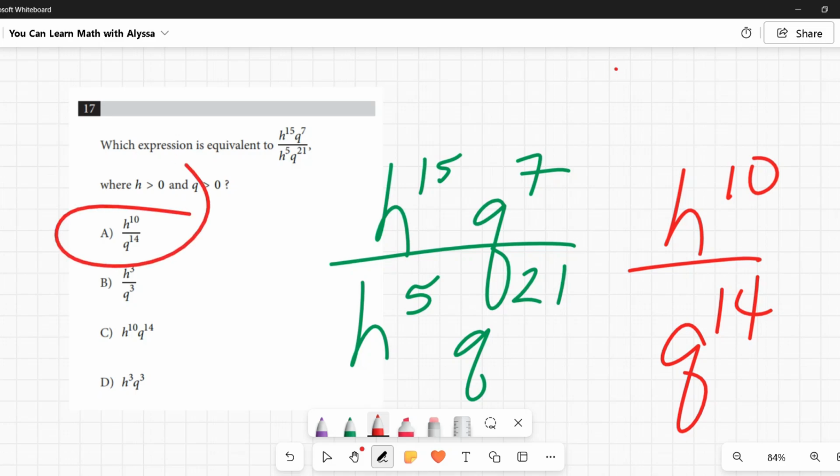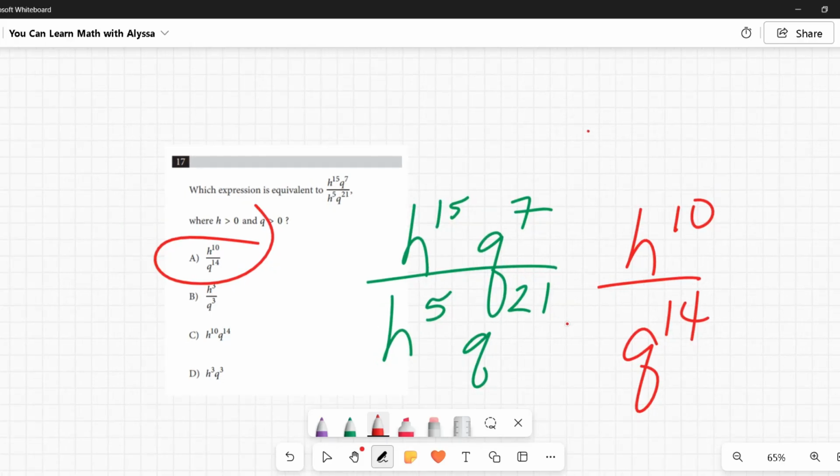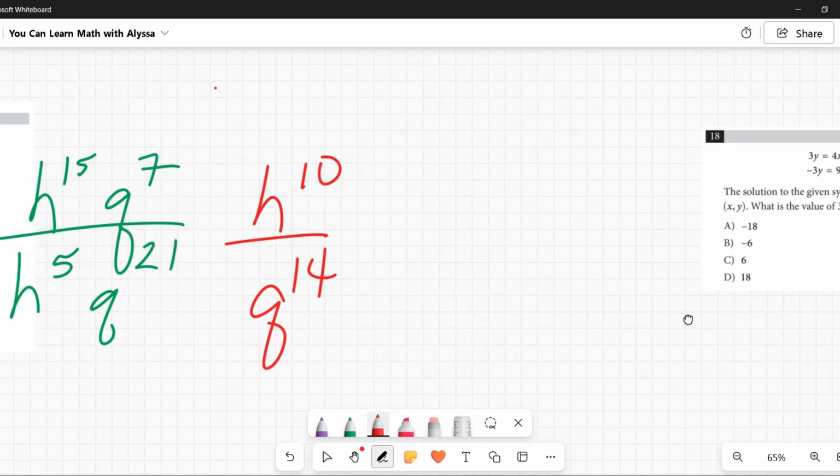And that gives you your answer, which is A, h to the 10th, q to the 14th. But yeah, if you want to look at it as exponent rules and subtracting and the negatives go on the bottom and stuff like that, I'm not going to stop you. Go for it. Whatever makes the most sense to you is what you should use.